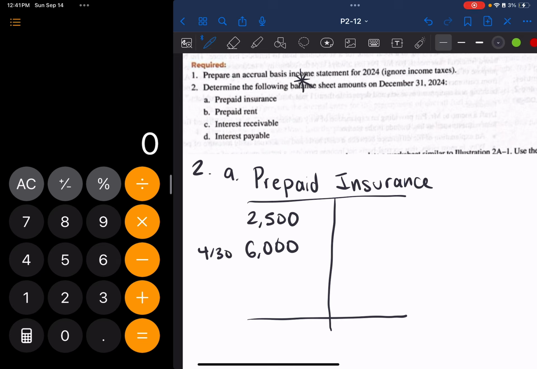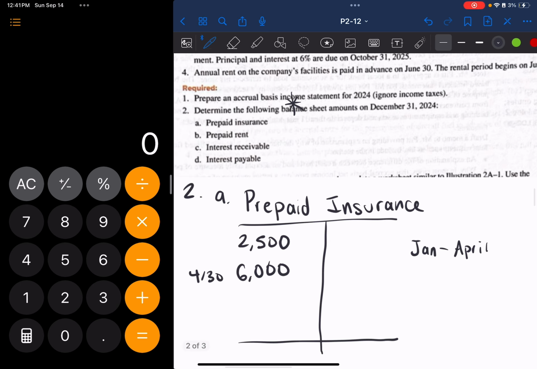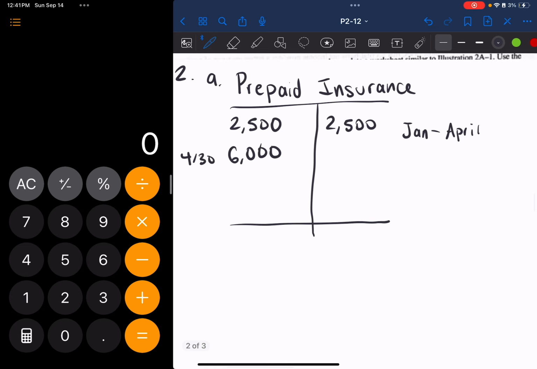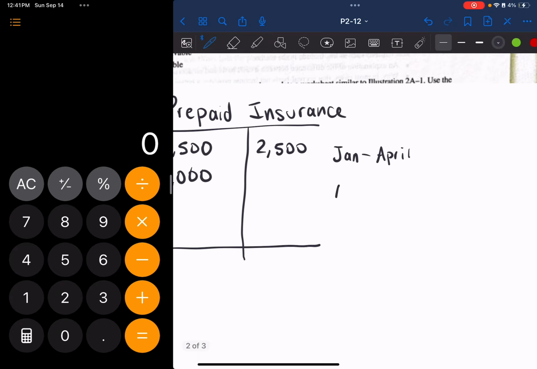However, we had insurance expense incurred before April. We had insurance expense incurred January through April. And so we're not given how much that is, but we make the assumption that they use up all the prepaid insurance before the new insurance payment kicks in. So that's why I credit it for $2,500. And then we have to calculate how much insurance expense there will be from April through December.